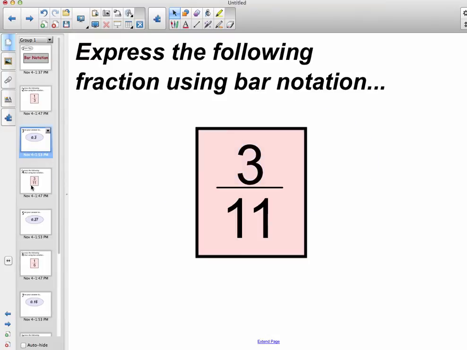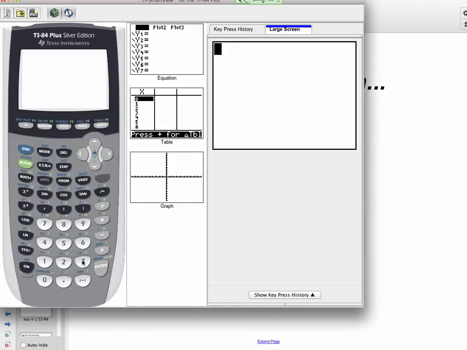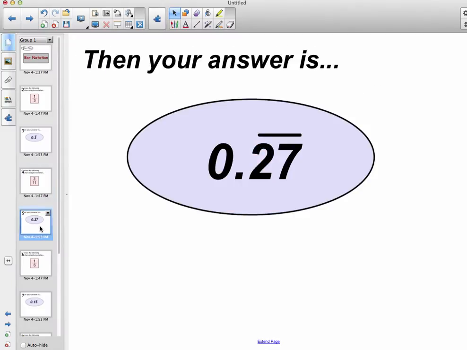Now, not all of them are one value. Sometimes you get fractions like this one here, and I wanted to give a couple examples just to show you all the different varieties you can have with bar notation. So now my fraction is 3 over 11. When I make this into a decimal, I take my numerator divided by my denominator, so 3 divided by 11. Now notice what happens in the pattern here. Not one number repeats, now it's 2. So you got 27, 27, 27. So now to express this using bar notation, the bar goes over the 2 and the 7.